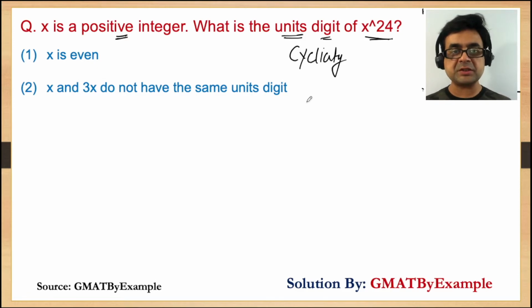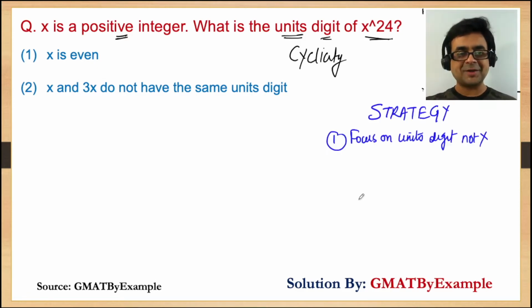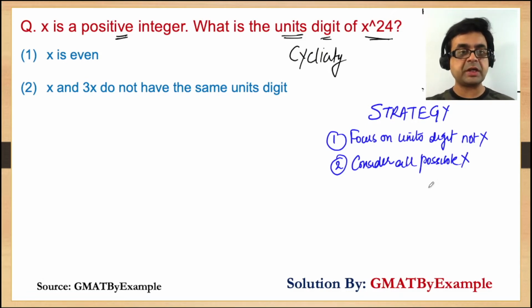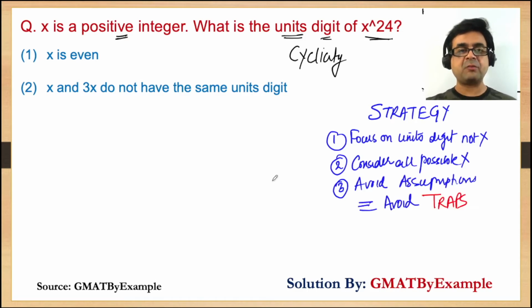Okay, so here is our strategy to solve this problem. Number one, we are going to focus on the units digit of x to the power of 24, not x itself. Number two, I am going to consider all possible values of x, not just what I think is possible, and I have to make sure that I avoid the mistake of not considering all values. Number three, I'm going to try to avoid all kinds of assumptions because this is a data sufficiency question, so I have to work with facts, not assumptions. And by avoiding assumptions, I'm going to avoid all kinds of traps that could be part of this question.